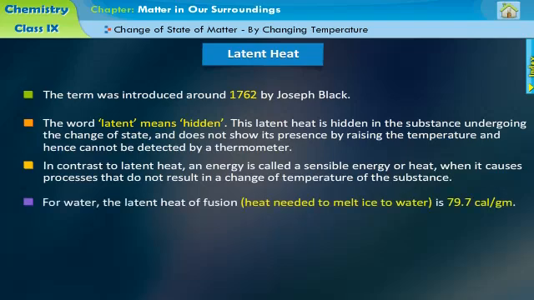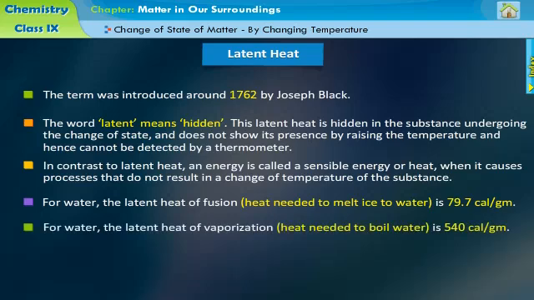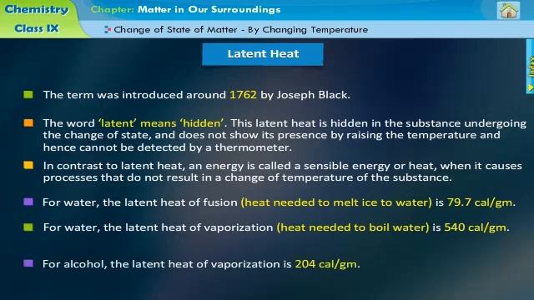For water, the latent heat of fusion, the heat needed to melt ice to water, is 79.7 calories per gram. For water, the latent heat of vaporization, the heat needed to boil water, is 540 calories per gram. For alcohol, the latent heat of vaporization is 204 calories per gram.